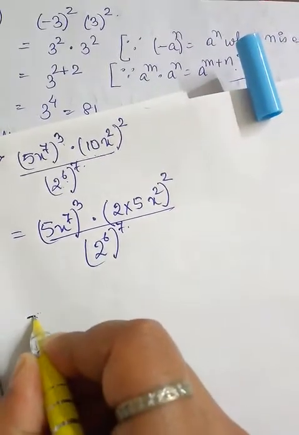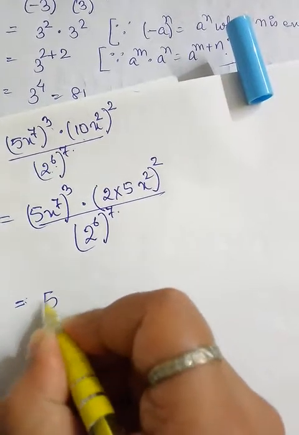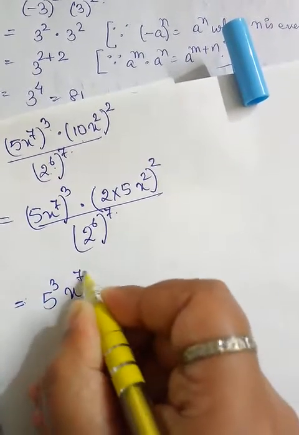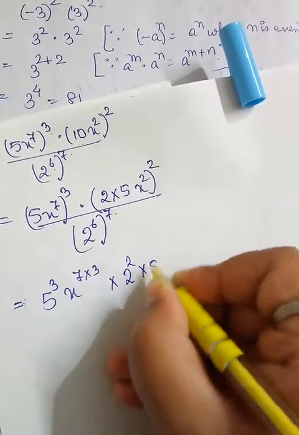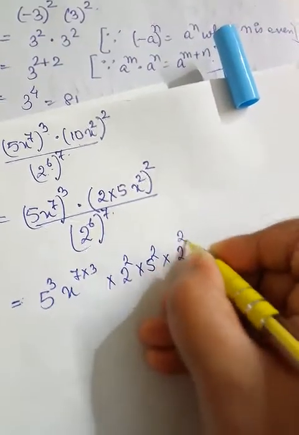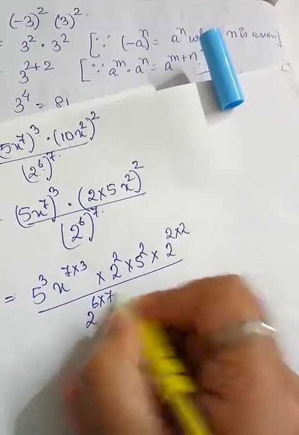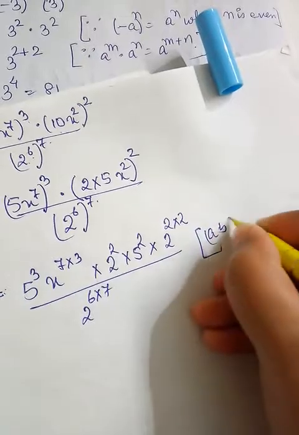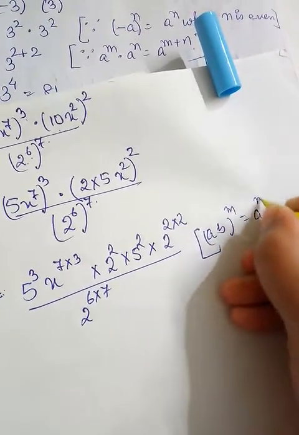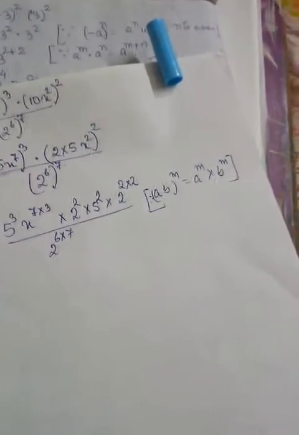So we will now use our laws of exponent. This will be equals to 5 cube x to the power 7 into 3 into 2 square into 5 square into x to the power 2 into 2 by 2 raised to the power 6 into 7. Basically we have used the law ab whole m is equals to a raised to the power m into b raised to the power m. You need to write this, children. Whichever law you are using, you need to write this.